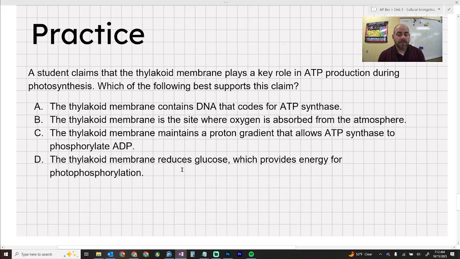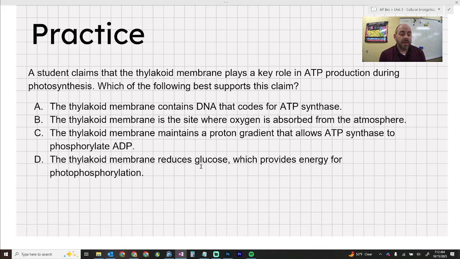Let's look at a practice problem. A student claims that the thylakoid membrane plays a key role in ATP production during photosynthesis. He's right. Which of the following best supports the claim? Okay, so what we're going to do down in ABCD is look for something that tells us about the thylakoid membrane being used to build a concentration gradient, right? Because that is how ATP is being produced.